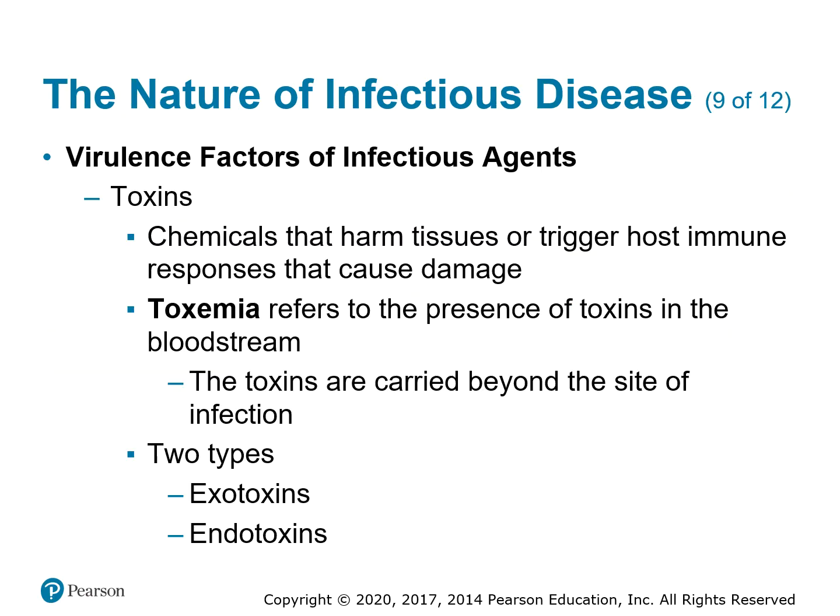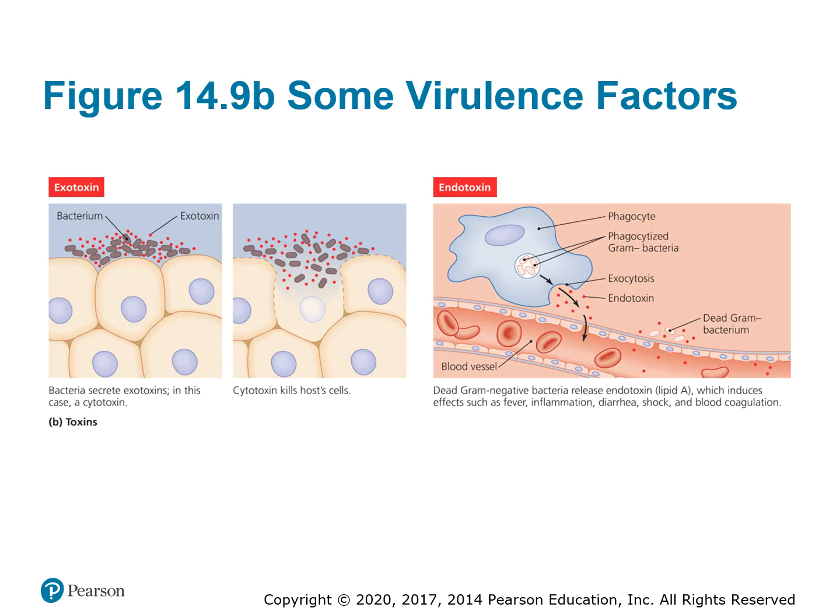Toxins, these are chemicals that harm tissues or trigger the host immune response that cause the disease. So the bacteria releases these chemicals called toxins. Toxemia refers to the presence of toxins in the blood. The toxins are carried beyond the site of infection, and there's two different types of toxins that we talk about, exotoxins and endotoxins. So here it's showing you exotoxins that are outside of the body, endotoxins which are inside of the cell itself.